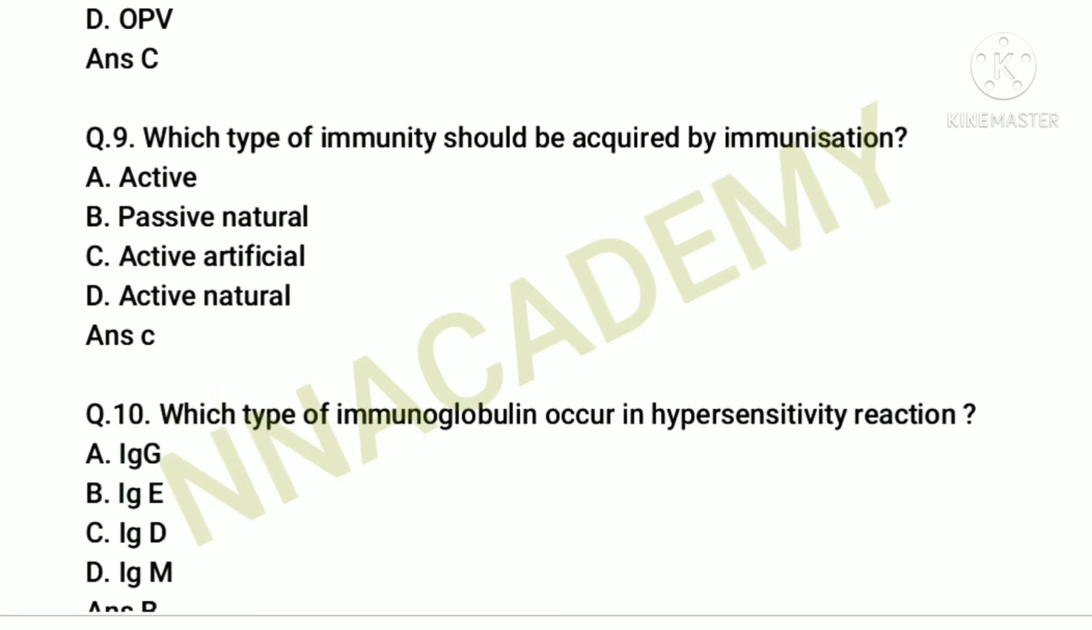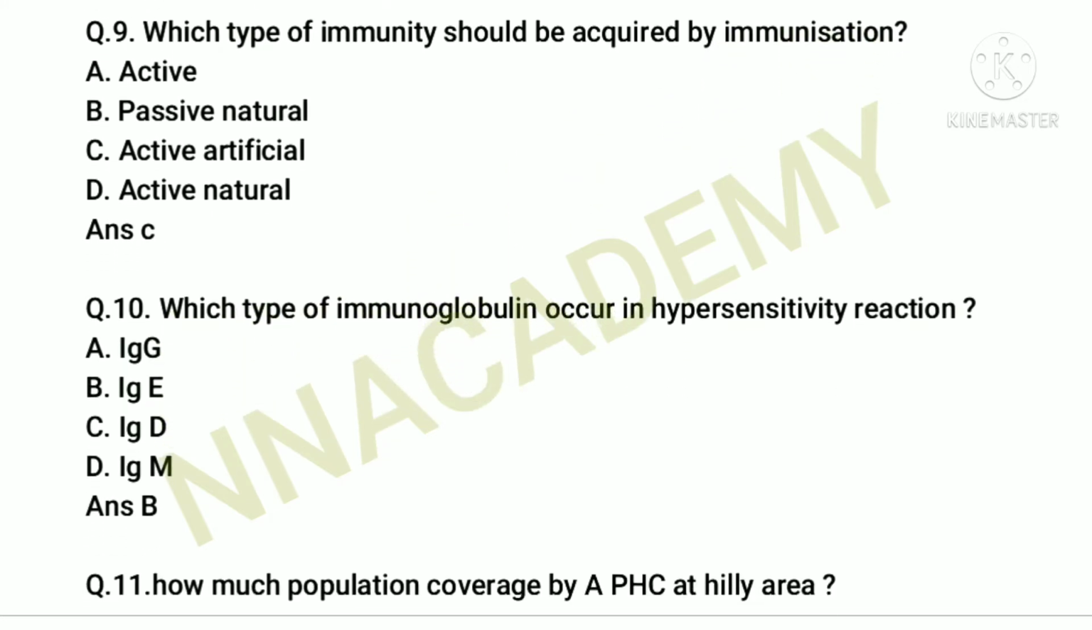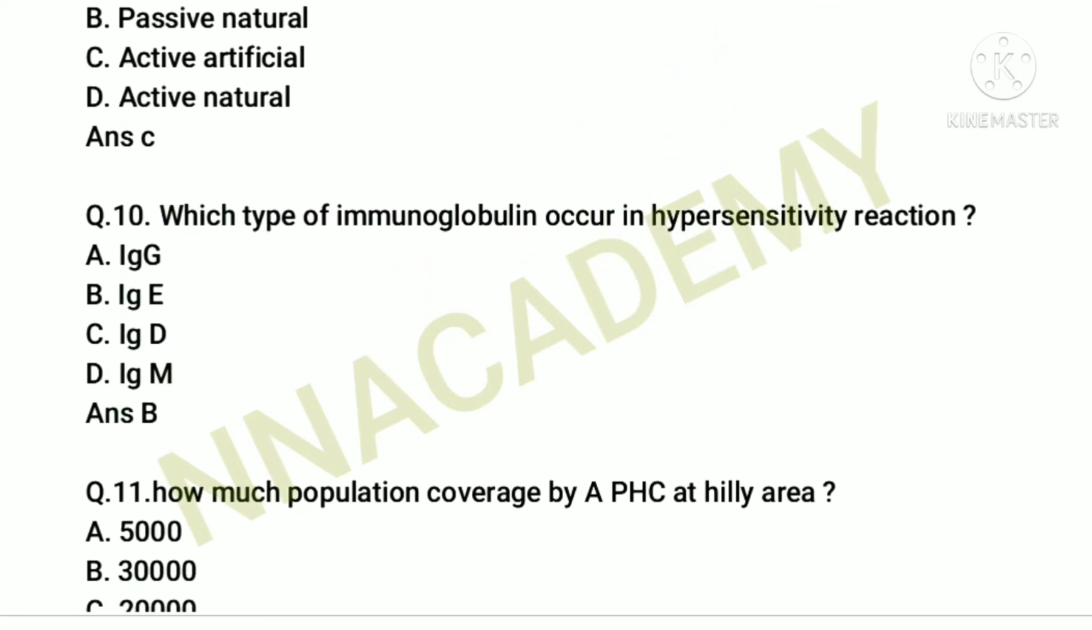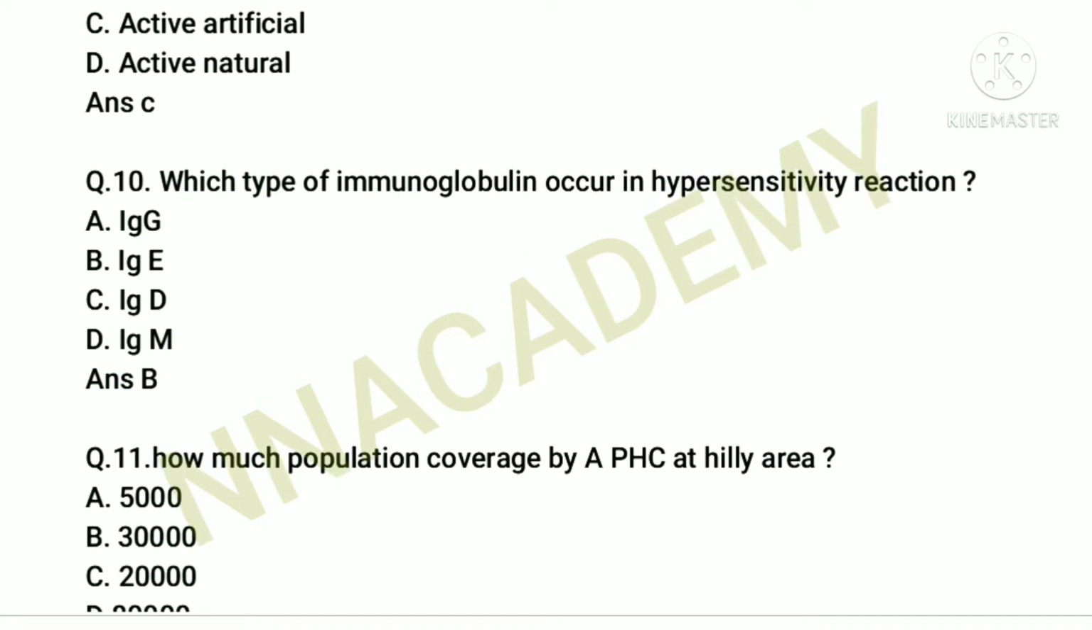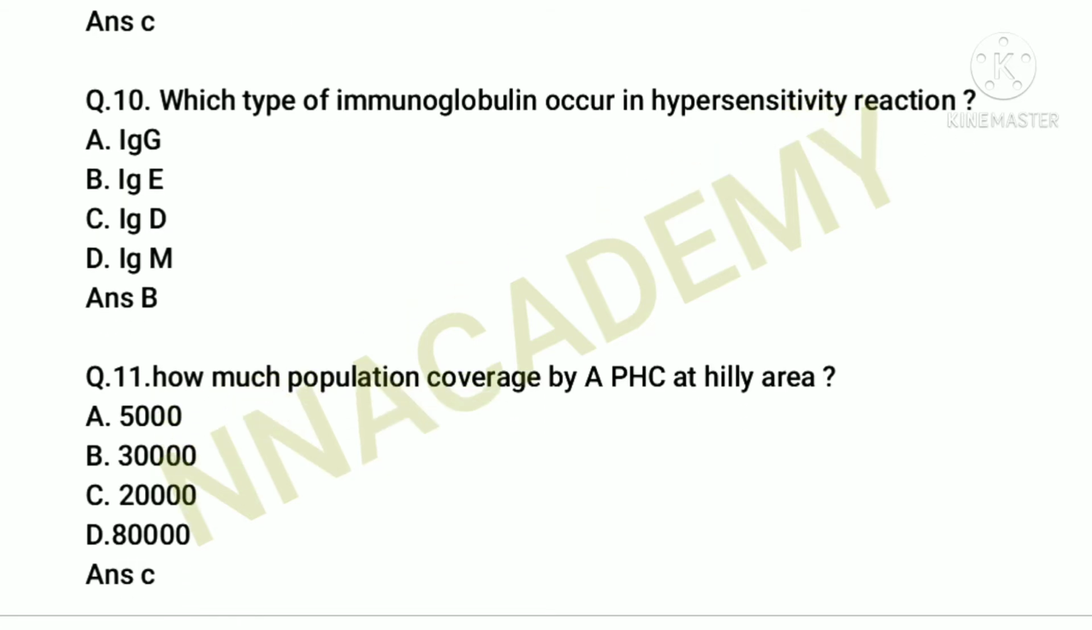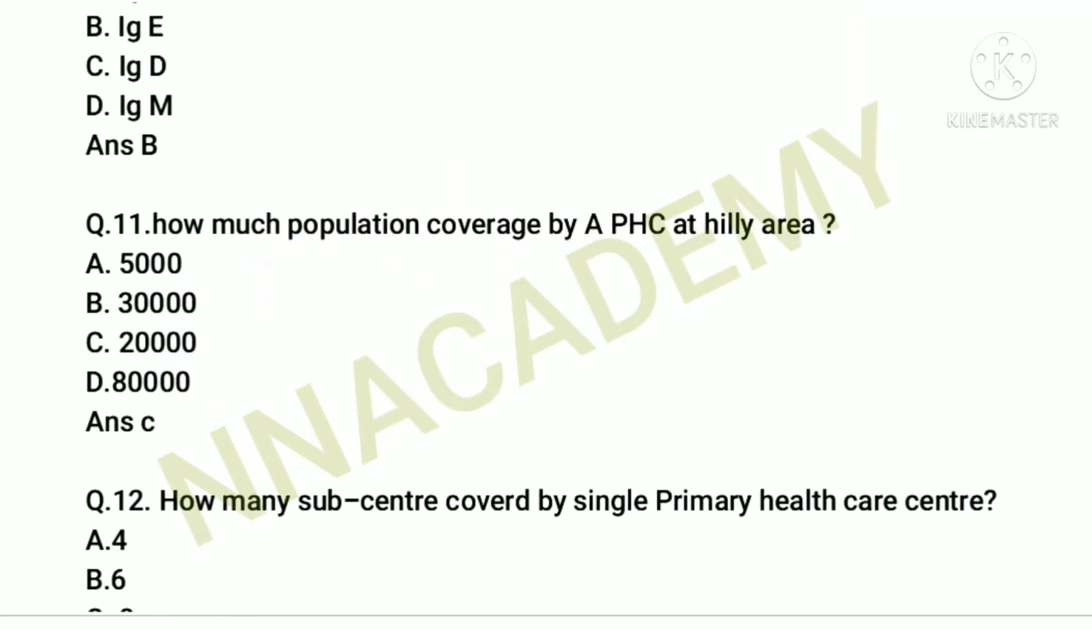And the next question here is, which type of immunoglobulin occurs in hypersensitivity reaction? Option A IgG, option B IgE, option C IgD, and option D IgM. So when a person is having hypersensitivity reaction, what type of immunoglobulin occurs in the bloodstream? So the right option is option B IgE. IgE immunoglobulin is related to hypersensitivity.